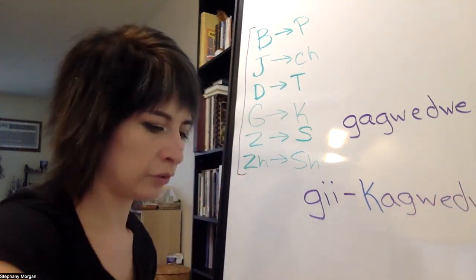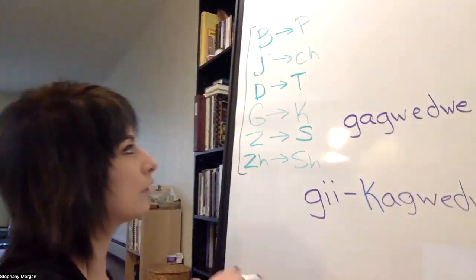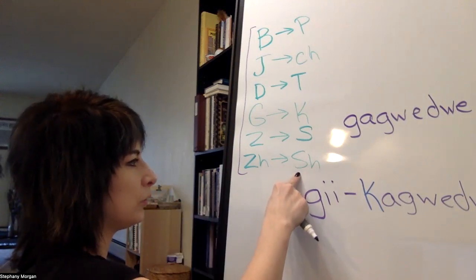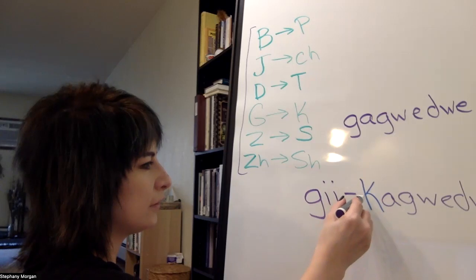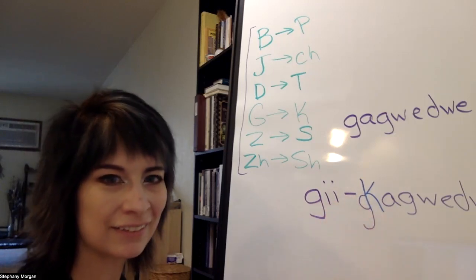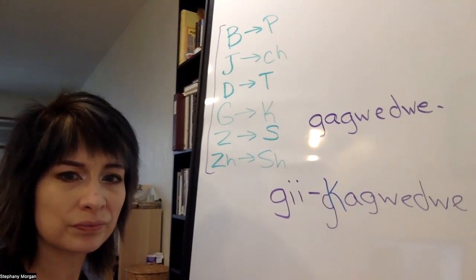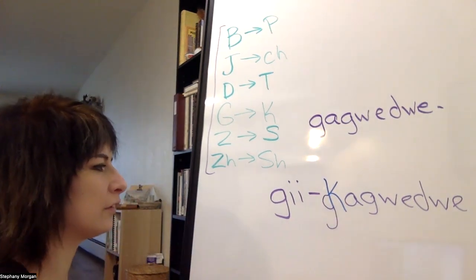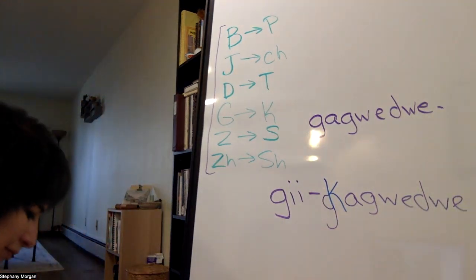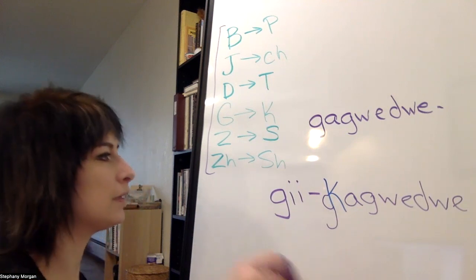One of my teachers told me that this sound is not a true K. These sounds aren't really true sounds. They're more like a combination between the two. Sometimes he would write it like this to show that there's that double sound. So like gikugwedwe, gikugwedwe. Either way, it's something that you may notice in speakers.